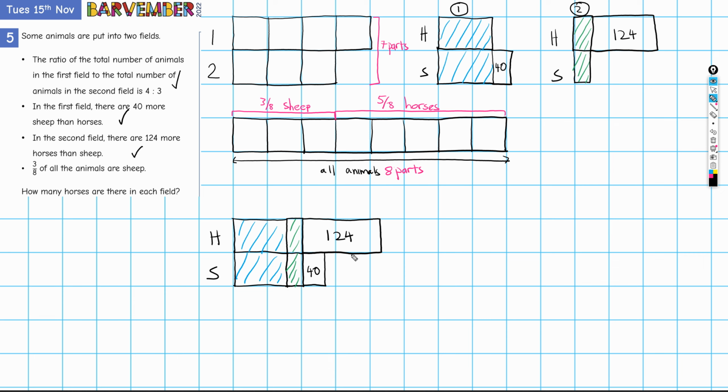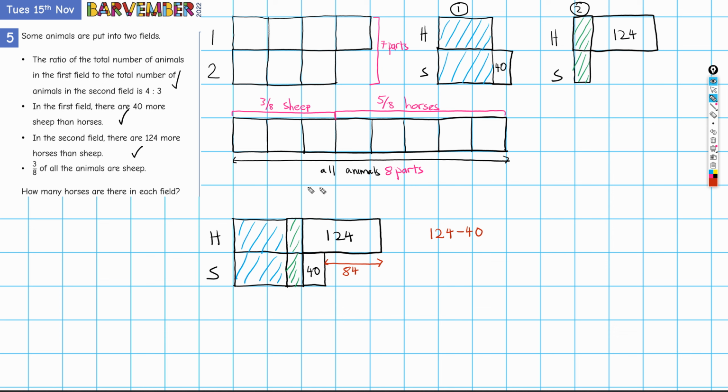Now, we have something that looks really easy to calculate now. I think I might just change color. And what have we got that's easy to calculate? Well, we've got the difference now between the horses and sheep, which is 124 minus 40. So we can now calculate that there is a difference of 84. Now, this is really interesting because where else do we have a comparison of the number of sheep to the number of horses? Well, in this model here.